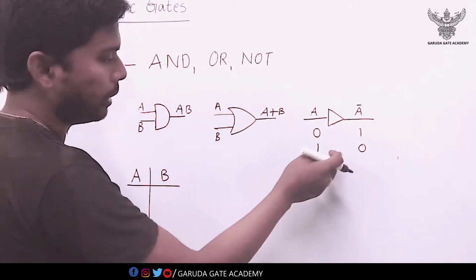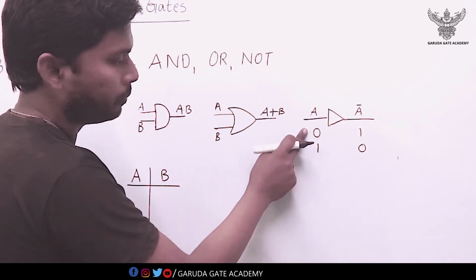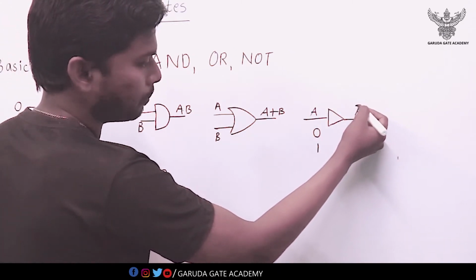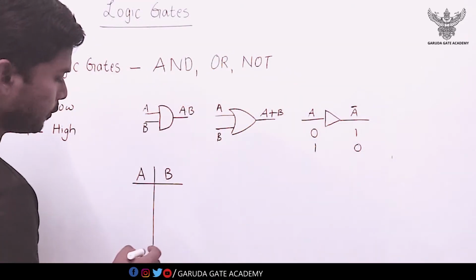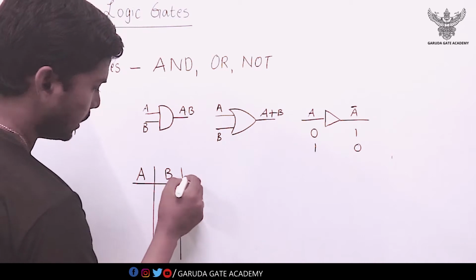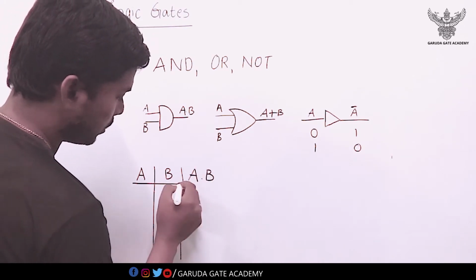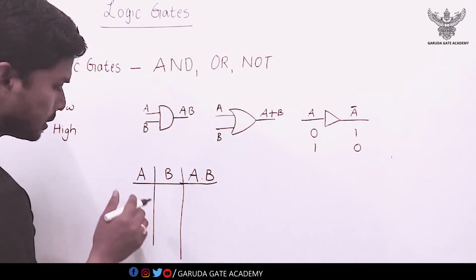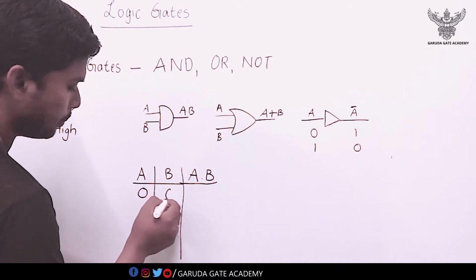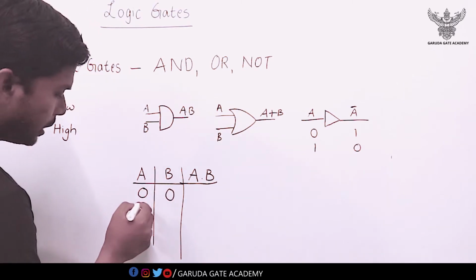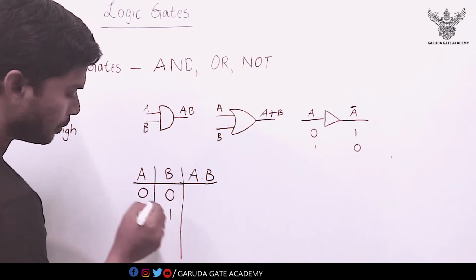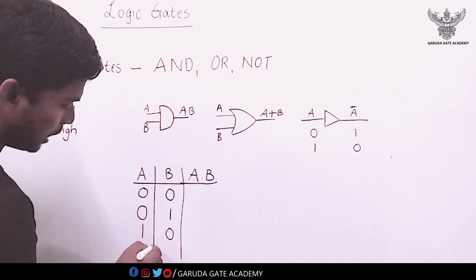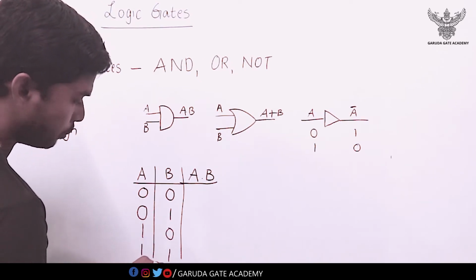Okay, about this one you know already. Whatever the input is, you just complement it. The complement is represented by this bar. So let us write the truth table for A and B. So this is A, this is B, and this is A and B. For A and B, what are the possible values of the signals? A can be 0 and B can be 0, that is one possibility, and A can be 0 and B can be 1, that is one possibility, and A can be 1, B can be 0, that is one possibility, and A can be 1 and B can be 1, that is one possibility.